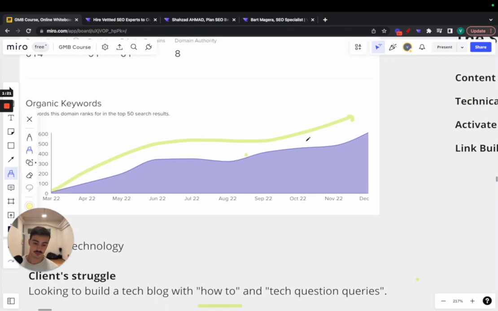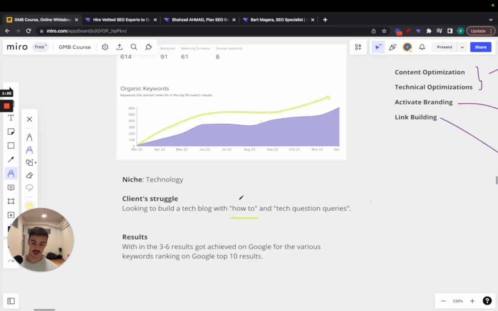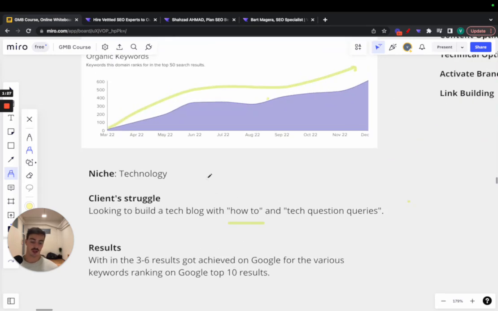Right, so first of all, let's talk about the niche. The niche was technology, okay? It was a technology blog, so it is quite a competitive niche. Inside technology, of course, you can create sub-niches, so it can or cannot be competitive, depending on the niche or the sub-niche you target. For example, if you target smartphones or computers, it can be quite competitive. But this one was, I'd say, lower to medium competition.